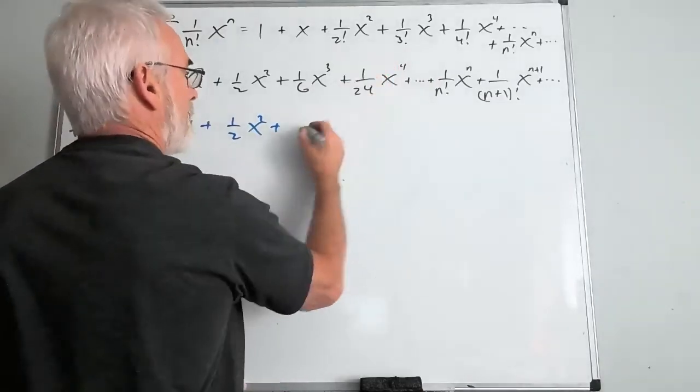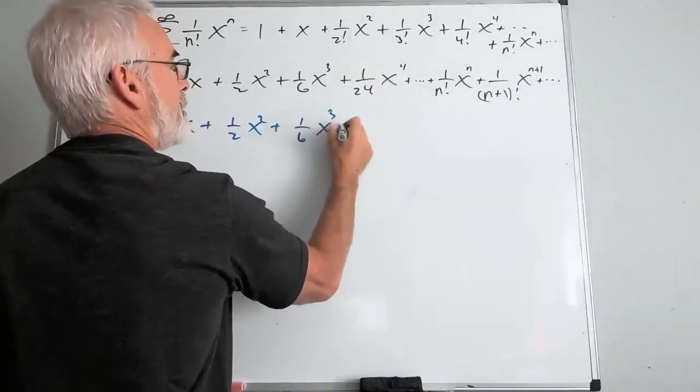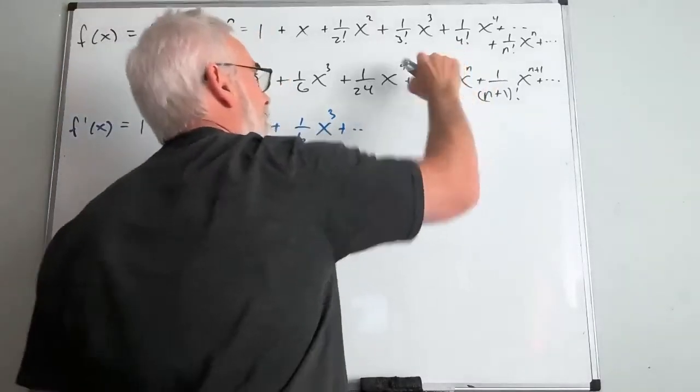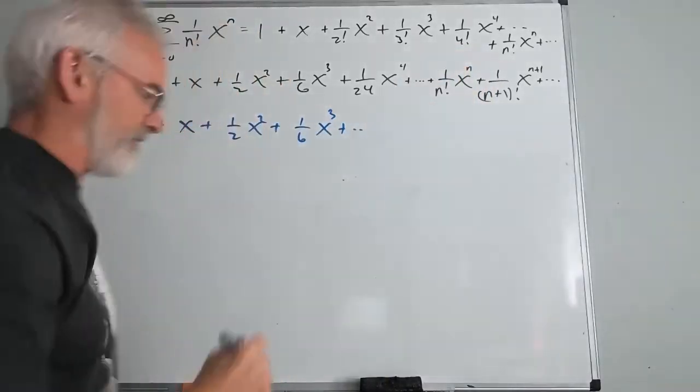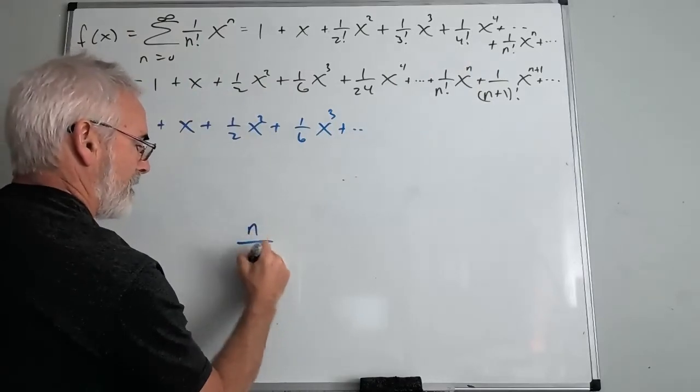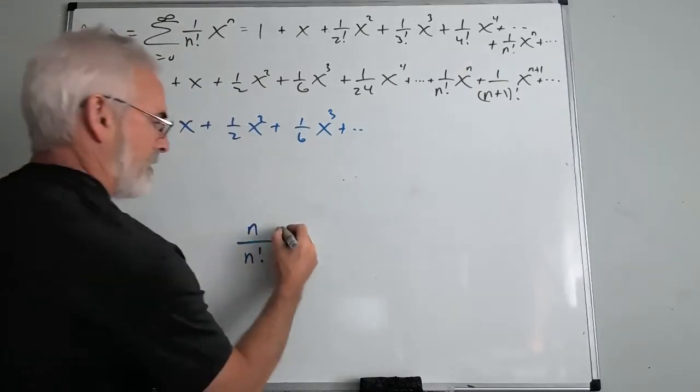One sixth x to the third. x cubed. Okay. n over n factorial. Oh, that's a pain in the butt. n over n factorial. Can that reduce?